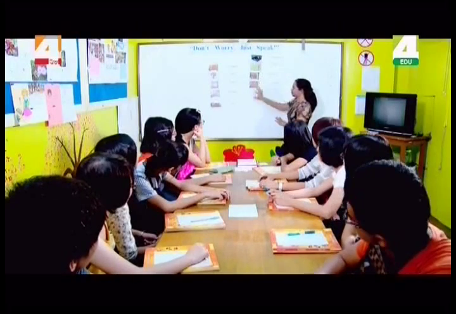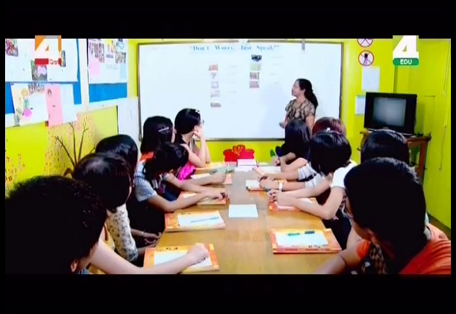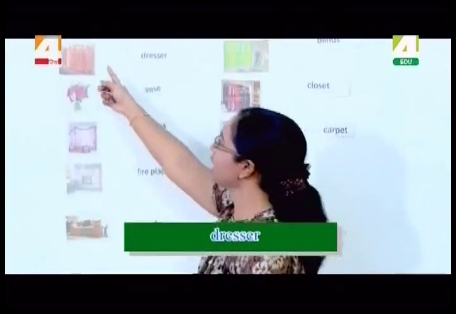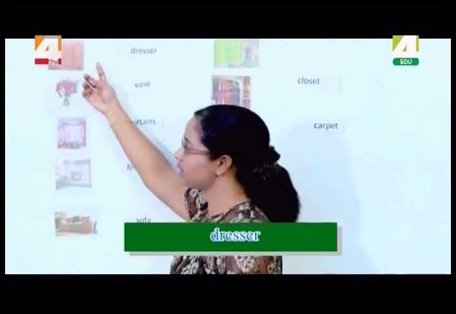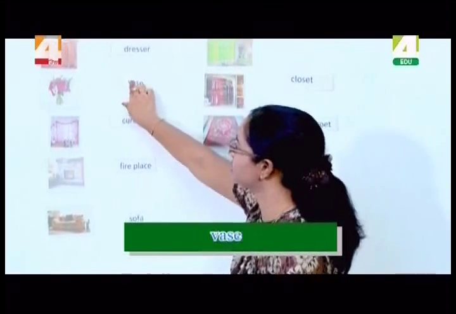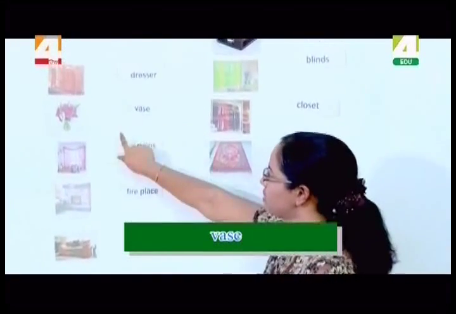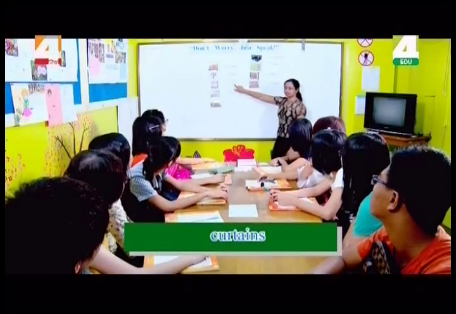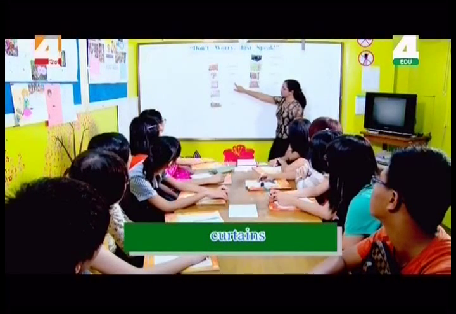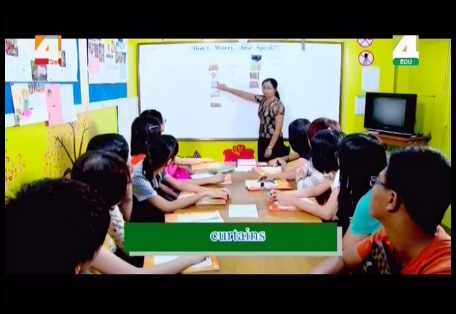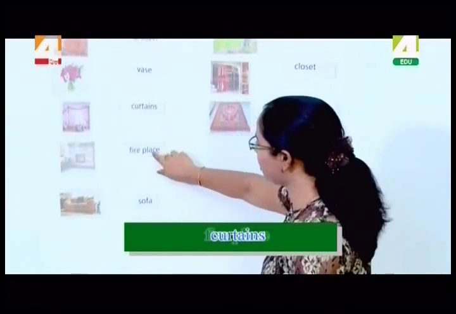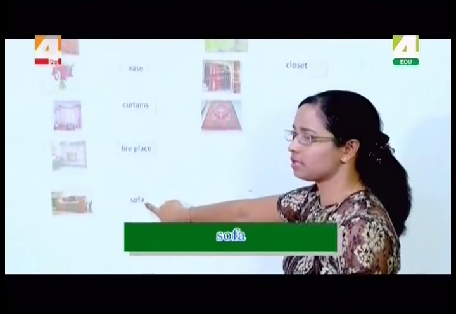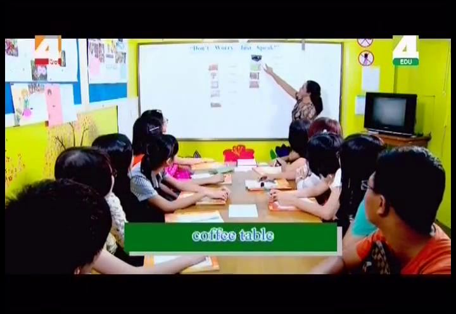Okay. So here, let's look at that one. Alright. So this is a dresser. You can keep your clothes in it, right? This is a dresser. This is a vase. So a very beautiful flower pot, right? So this is curtains. That is in the living room. We can see it in the living room. Okay. Fireplace. Sofa. Coffee table.